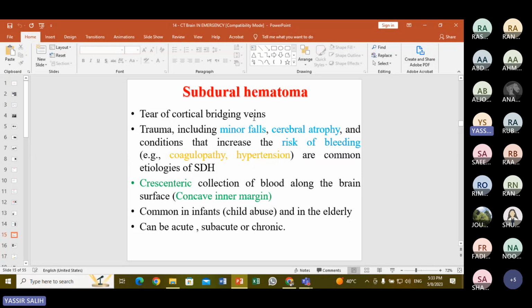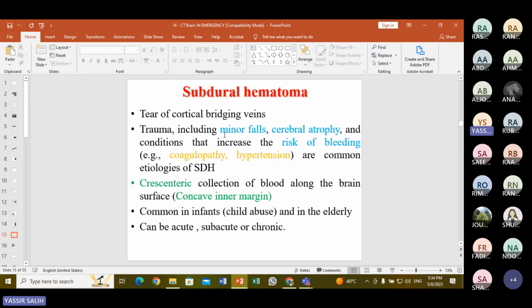As we said, in epidural there is usually a history of trauma, but here even the trauma is minor. It may be a light knock, or sometimes even trivial injuries in the elderly that you do not feel. It may also occur in patients with hypertension or coagulopathy, which may be a risk for bleeding in the subdural space.